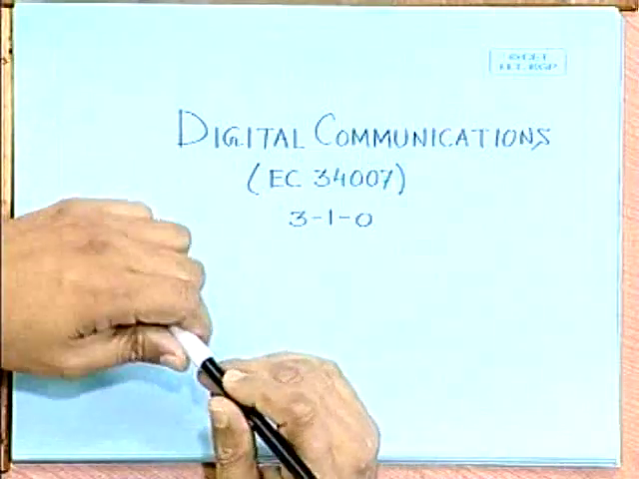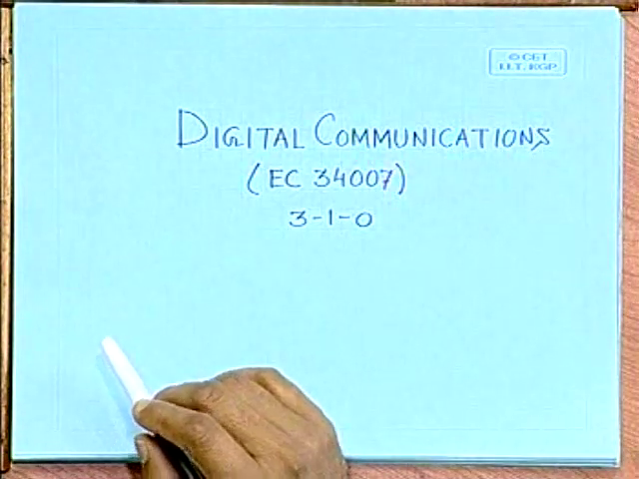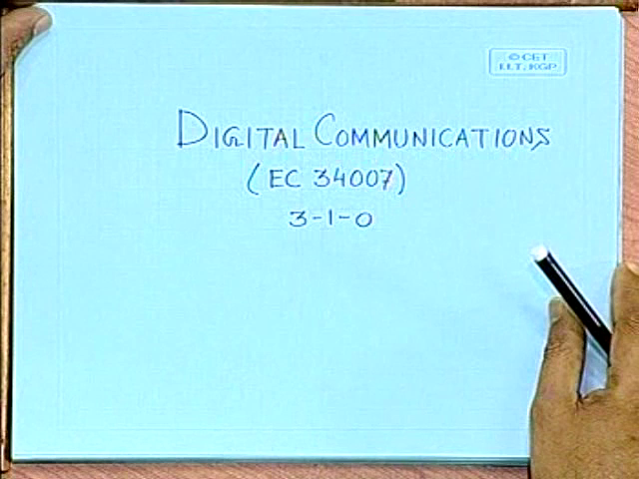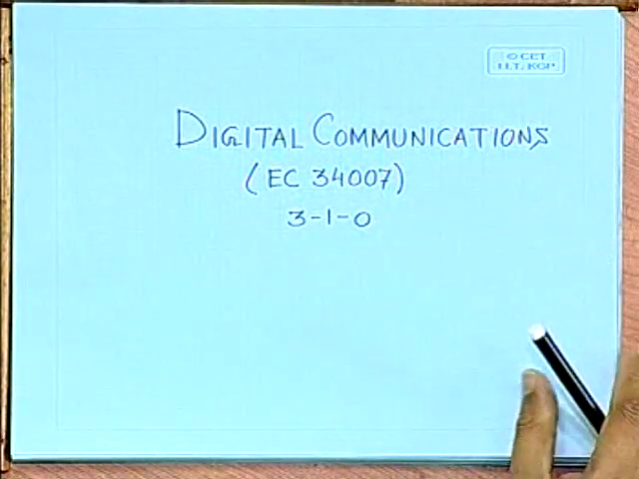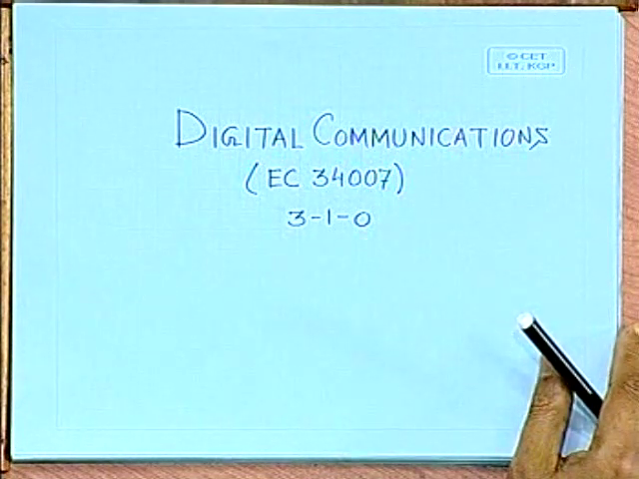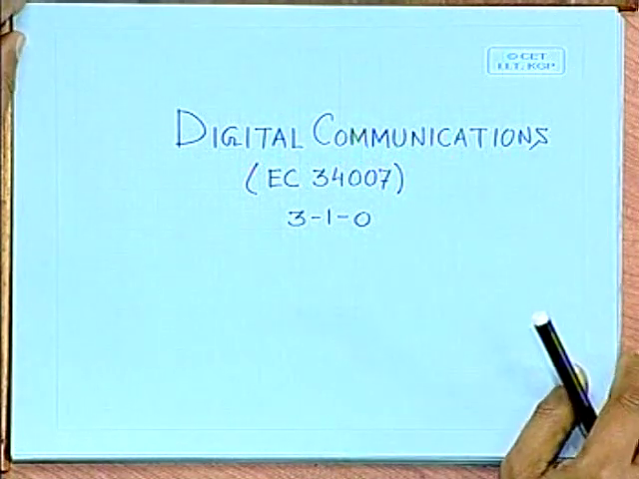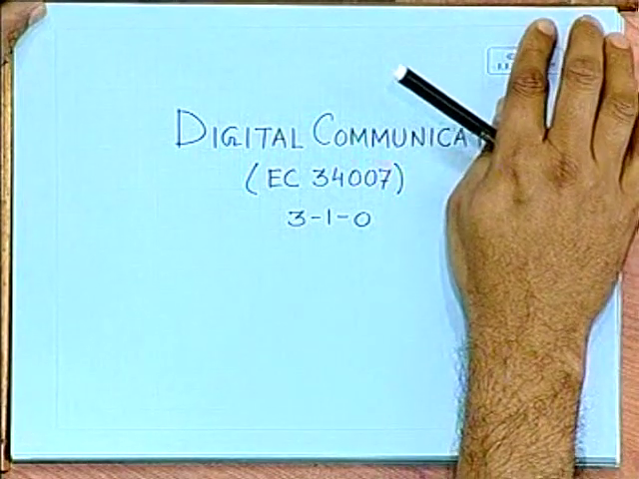The subject number is EC34007 and it is a 310 type course, which, as you know, means that we'll have 3 lecture hours a week and 1 lecture hour will be devoted solely for the purpose of tutorial. We'll discuss about the tutorial and the way we propose to conduct it later.